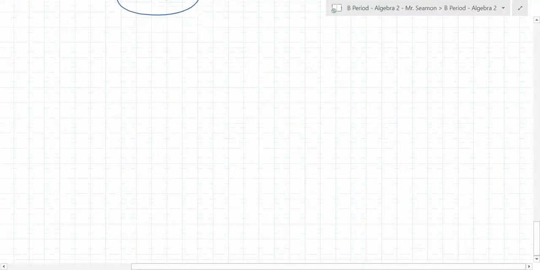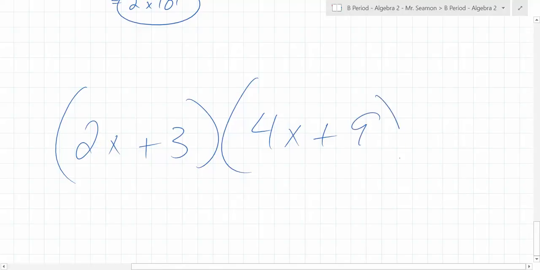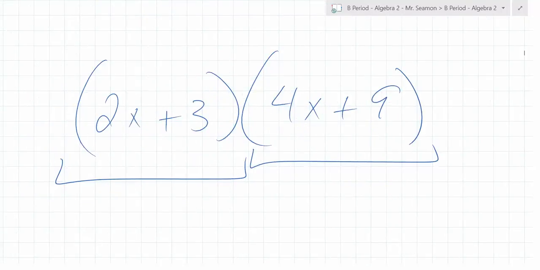Can you scroll up? Yes, right here. This revolves around this question: 2x plus 3 times 4x plus 9. FOIL! Excellent! I like that. FOIL is an okay word, but we're going to need to generalize. What does F stand for? First, outer, inner, last. Yes, and that's okay, but what I'd really like you to focus on instead is everything in the first term times everything in the second term. It's everything times everything. Doesn't matter what order you put it in.